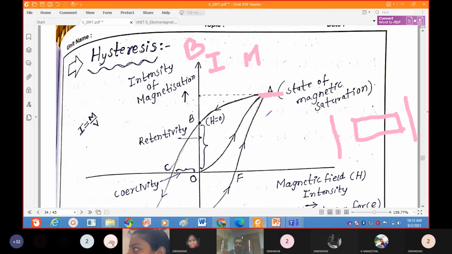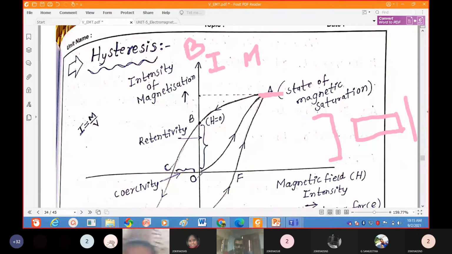Especially for different types of materials, this hysteresis curve will be different. Mainly that hysteresis curve we will discuss in ferromagnetic materials. So if you apply the magnetic field, what happened here?